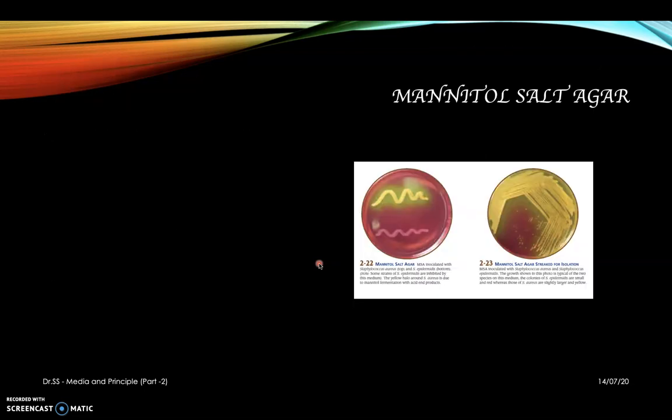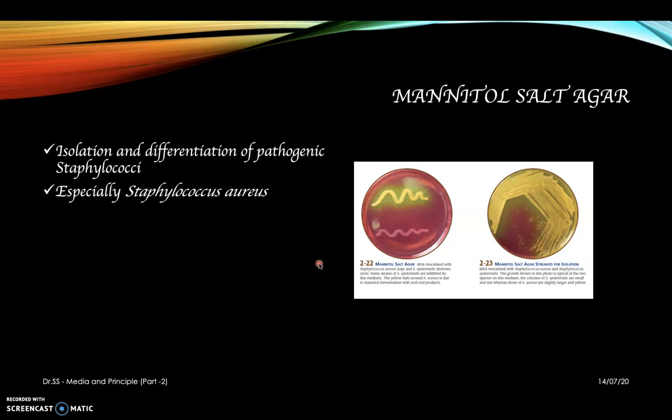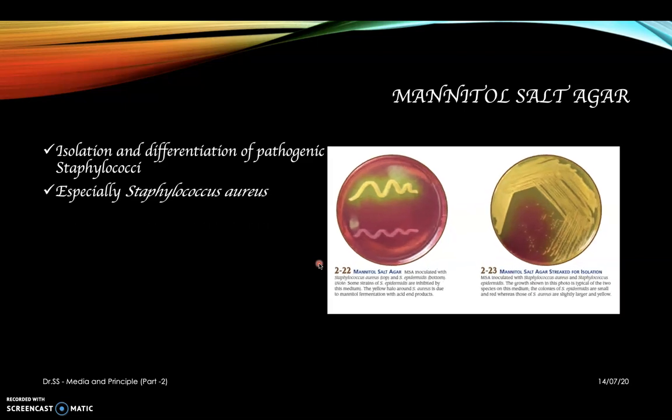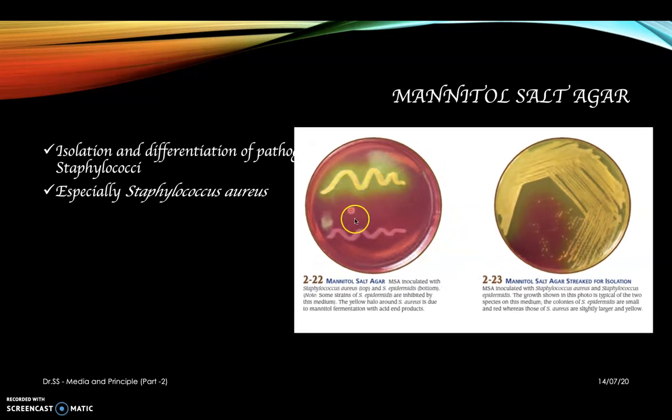So next one, mannitol salt agar. Mannitol salt agar is mainly for the isolation and differentiation of pathogenic staphylococci, especially Staphylococcus aureus. Here there are two types of Staphylococcus organisms. This one is the Staphylococcus aureus, and this one is the Staphylococcus epidermidis. This one forms the normal pink color, and this one forms the yellow color. So this one is the pathogenic one. Both organisms are streaked in this.